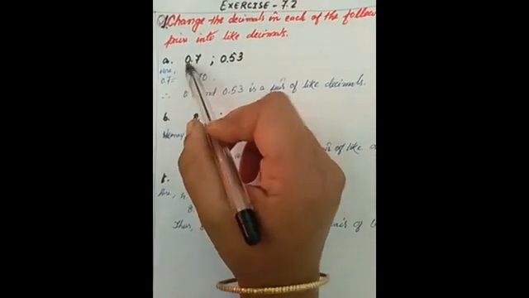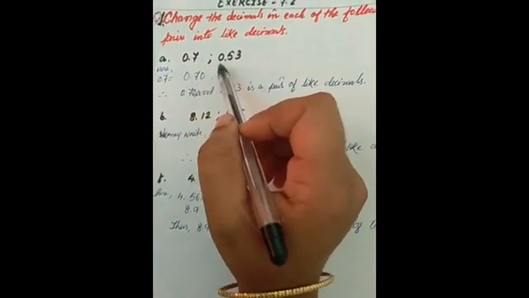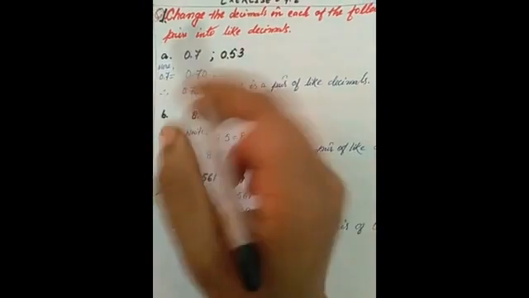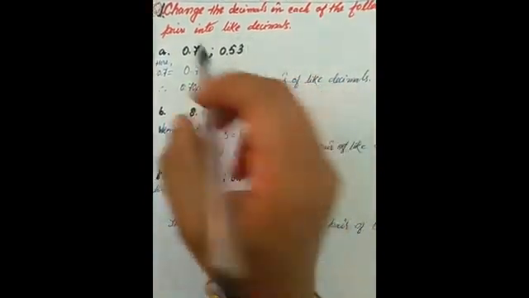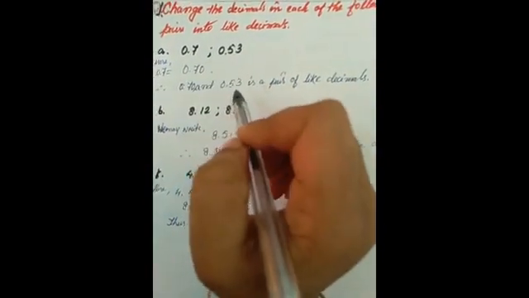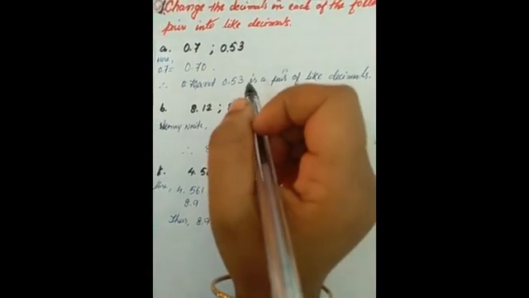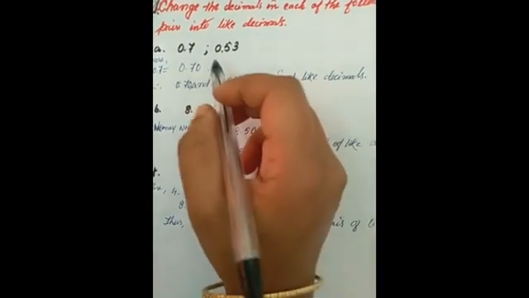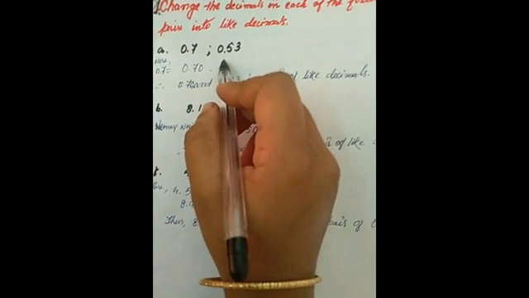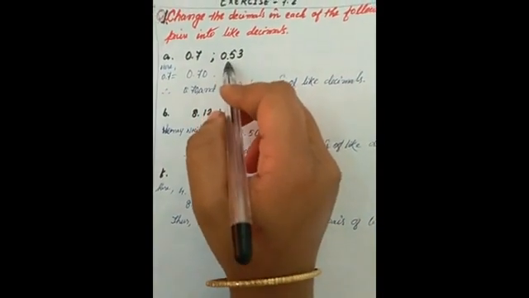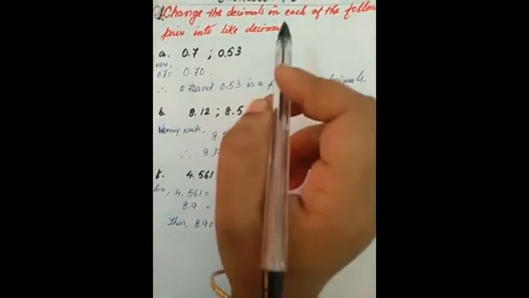A number is given: 0.7, 0.53. So we have to convert them. Are they like decimals or unlike decimals? It's obviously unlike decimals. So what do we have to do here? We have to convert them to like decimals.